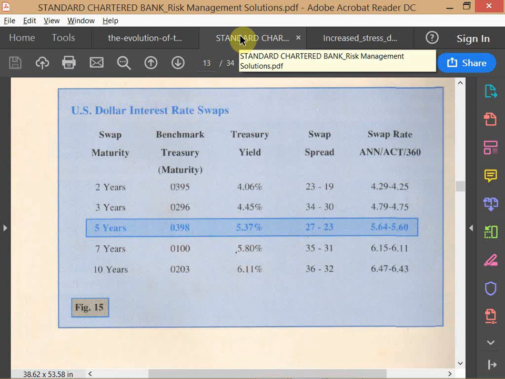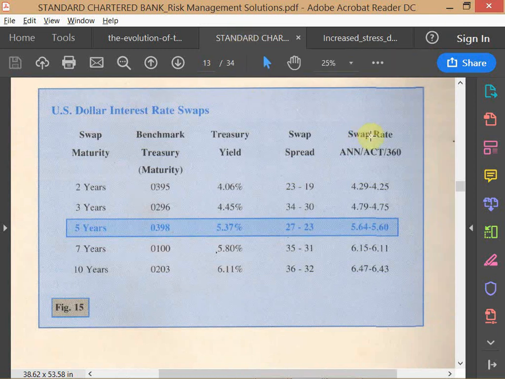IRS yield curve is nothing but this. Once you get the swap rate, this last column, this is the IRS yield curve. Any kind of yield curve means it's a plot of interest rates for different maturities. So here we have the different maturities on the x-axis, and on the y-axis we have the IRS rates. If you plot these IRS rates against these maturities, we get the IRS yield curve.